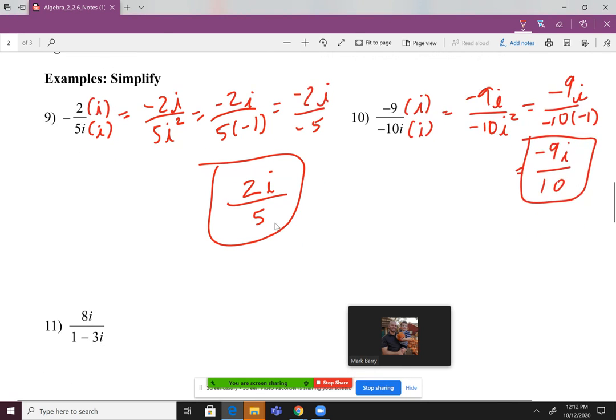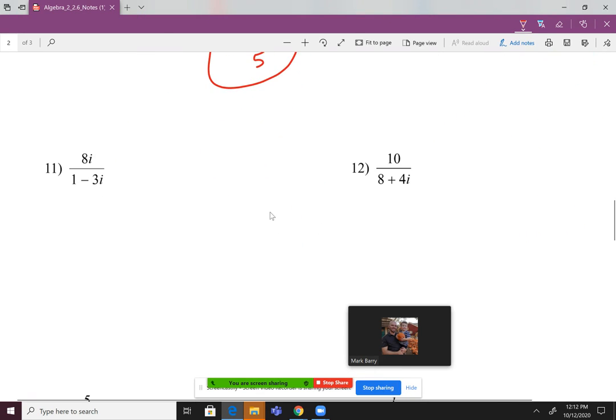All right, let's do one more here, and then number 12, we'll save it for tomorrow. Okay, so number 11, though, I want to do this one today. In this case, we have 1 minus 3i in the bottom. Whenever we have a real and imaginary part like 1 minus 3i, we have to multiply by the complex conjugate, I said, right? The complex conjugate for this one would be 1 plus 3i.